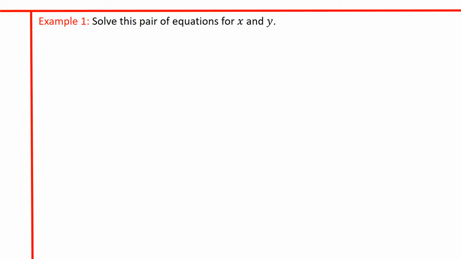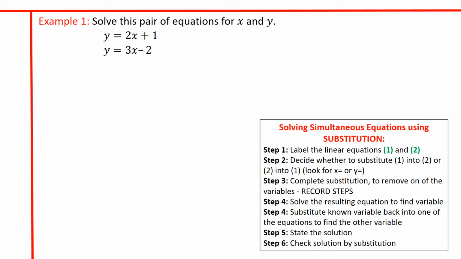So example 1 says solve this pair of equations for x and y, and we have our pair of linear equations. Now this suits what we just spoke about because both of these equations are in the form y equals, so they both have y as a subject. Now in the corner down here, you might like to pause the video and copy out these steps for solving simultaneous equations using substitution. You don't have to, but I expect that you copy out the example and all the working out to go over in class on Friday.